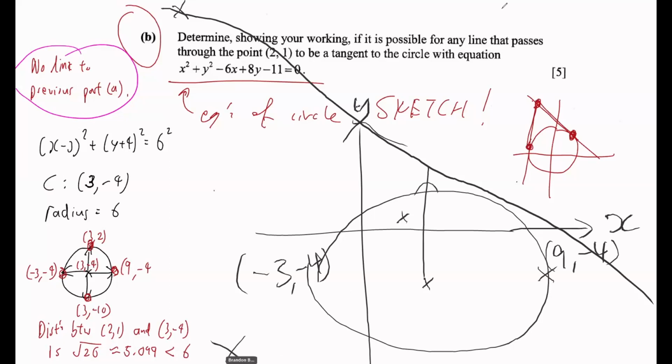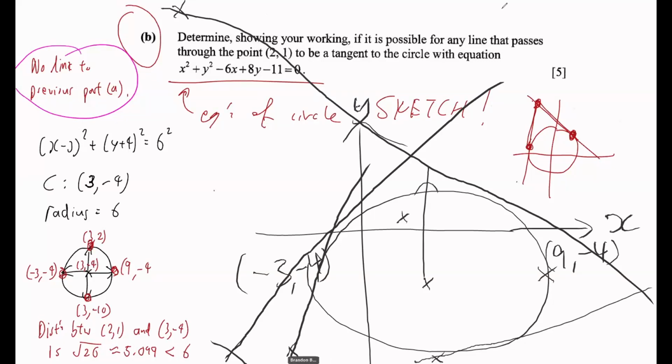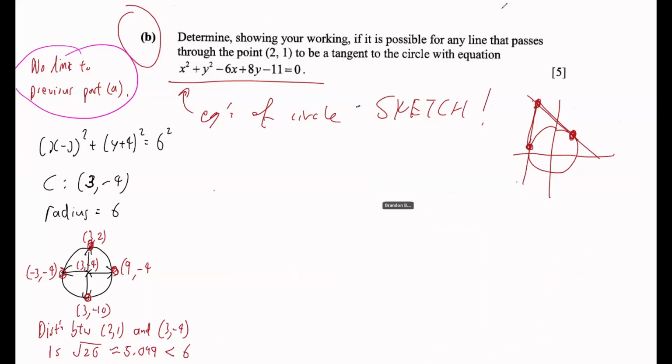But the question is not asking about external points. They're asking about interior points. That (2, 1) is inside the circle. It's not on the circumference. It's not outside. It's inside. And in that case, it's impossible for you to construct a line that passes through (2, 1) and also be a tangent line at the same time. Is that okay?